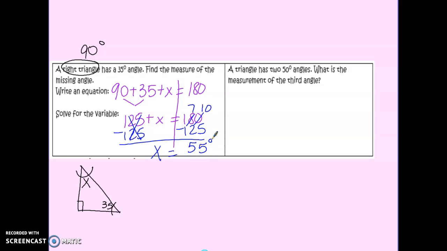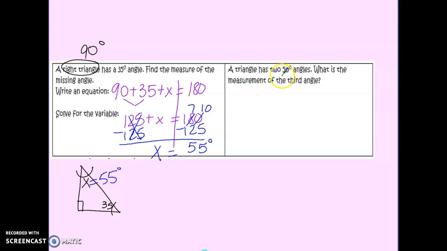That gives me this angle is 55 degrees. Our next one says the triangle has two 50-degree angles. What is the measurement of the third angle? Okay, so we're going to write our equation.